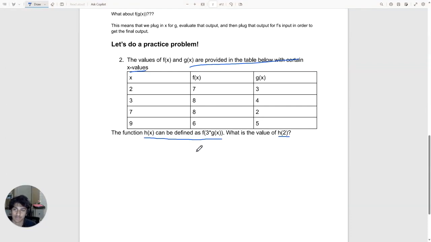First thing we need to do is figure out this inside part. So g of 2, we'll just plug in the value of x. g of 2 is equal to 3. And now we just have f of 3 times 3, which equals f of 9, which equals 6.